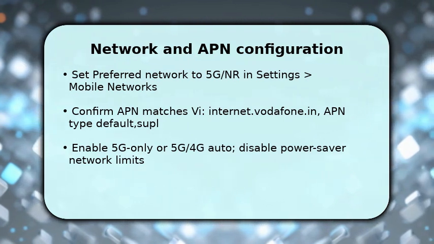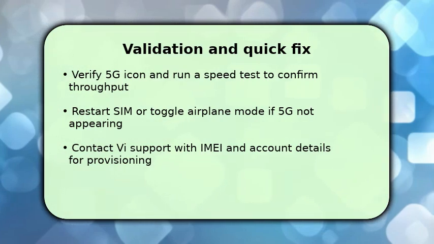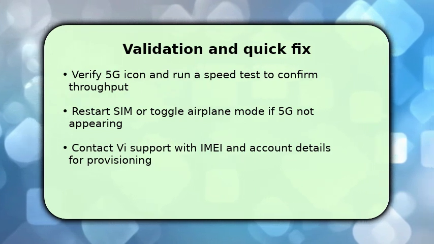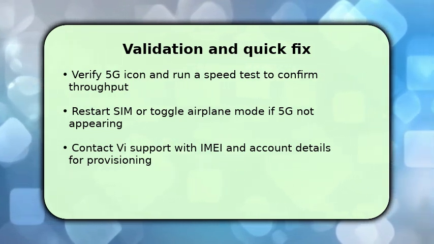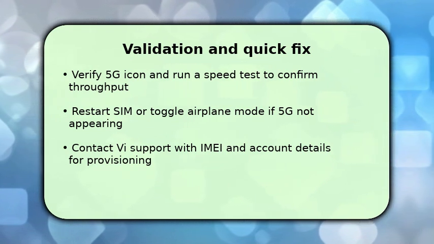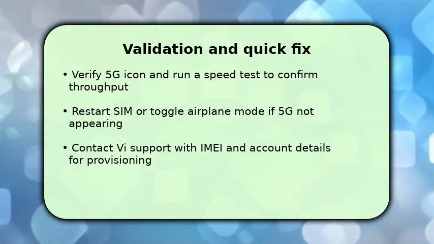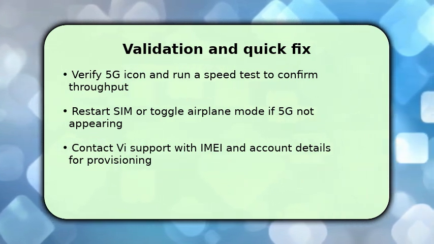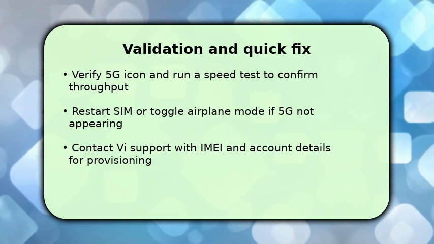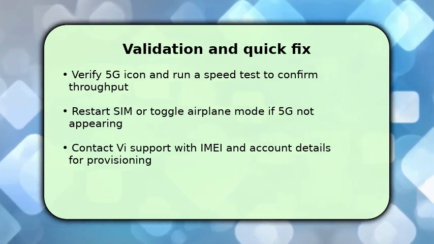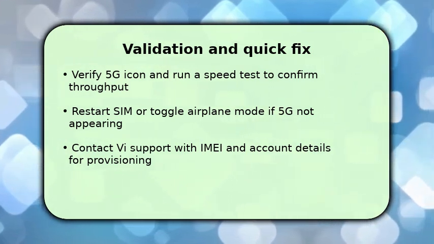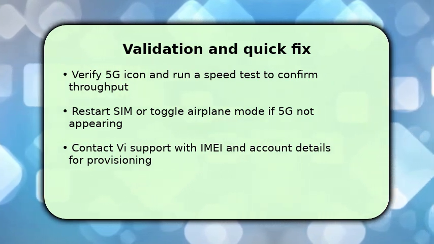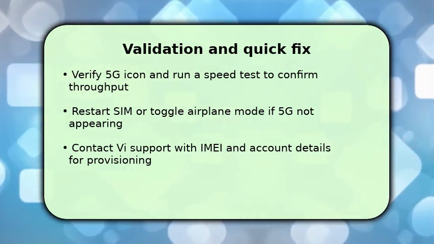Finally, you validate the setup and handle common failures. Look for the 5G icon and run a speed test to confirm performance. Slower speeds may indicate a 5G NSA fallback. If 5G doesn't appear, toggle airplane mode, reboot, or reinsert the SIM to force a reattach. Make sure your MSISDN is registered and not barred. If problems persist, call Vi support and provide your MSISDN, SIM number, and account details so they can push provisioning or check local tower coverage.